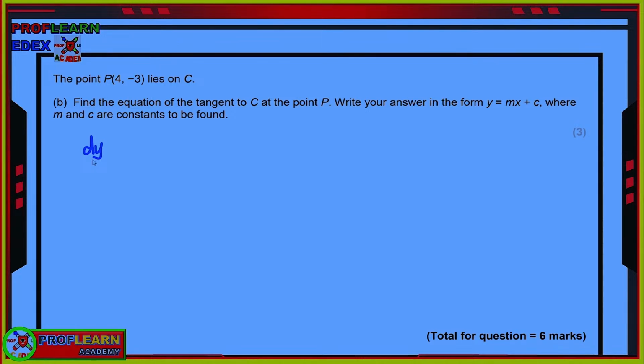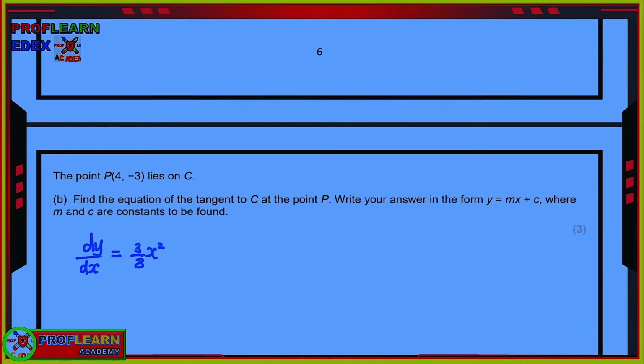Find the equation of the tangent. The previous question we did the equation of the normal. Now this is the equation of a tangent. So we already have dy/dx, which we differentiated in the previous section here.